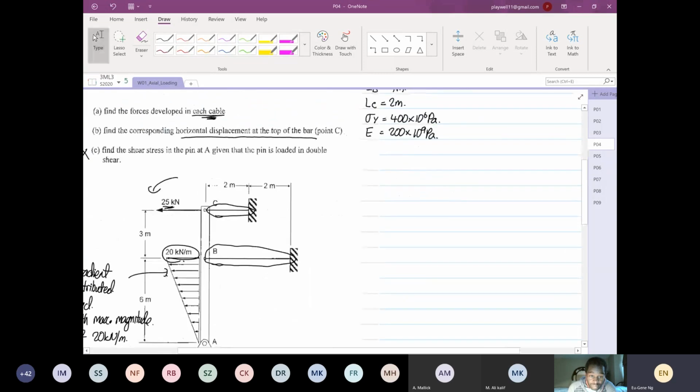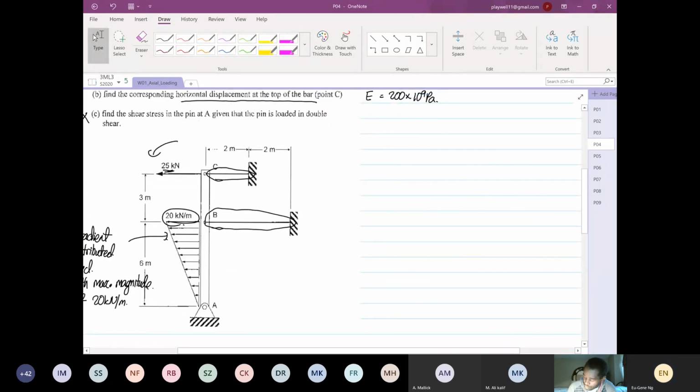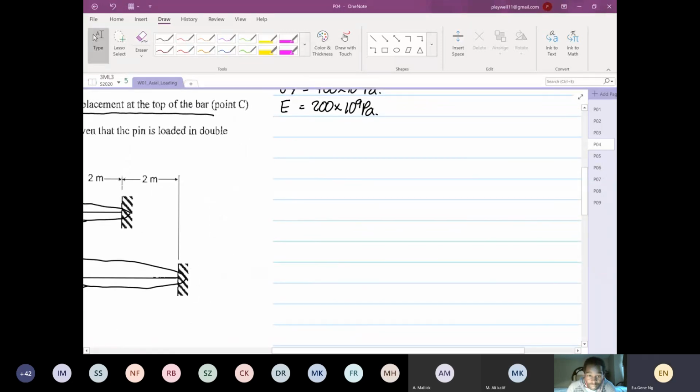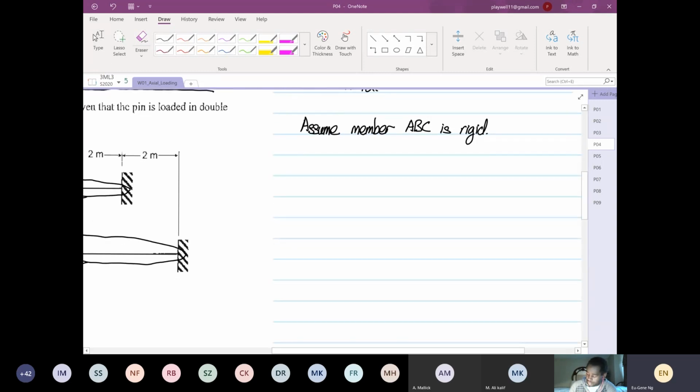Now, the first thing that we're going to do is, it states that we assume member ABC is rigid. It's making the assumption that it's rigid, and we obey. But when you make that assumption, what does it mean?